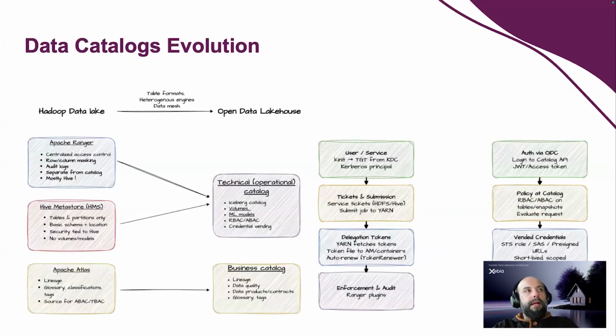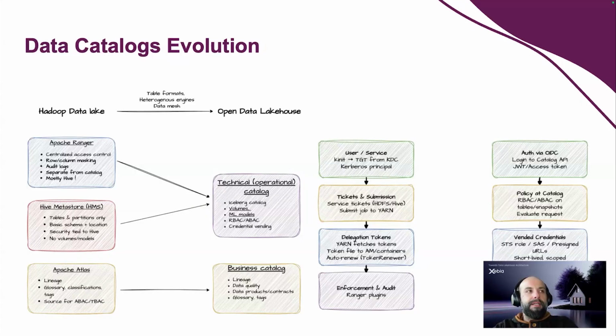If we take a look at the evolution of data catalogs, we can for a moment come back to the old times of the Hadoop data lake, the Hadoop ecosystem. At that point in time, the situation was pretty clear. We had three components that were most responsible for data governance, data security, and metadata.